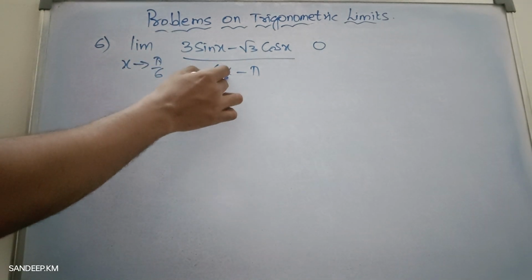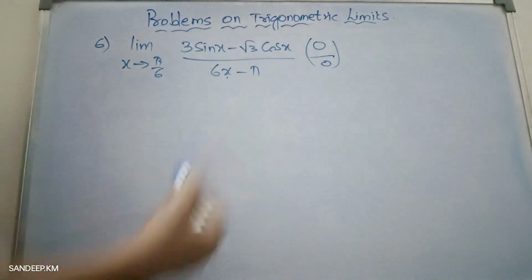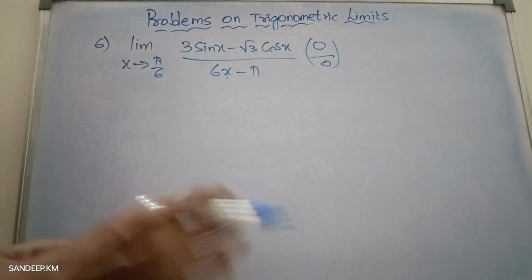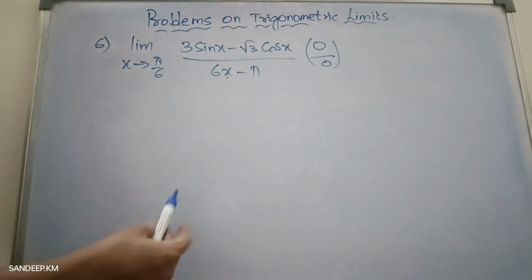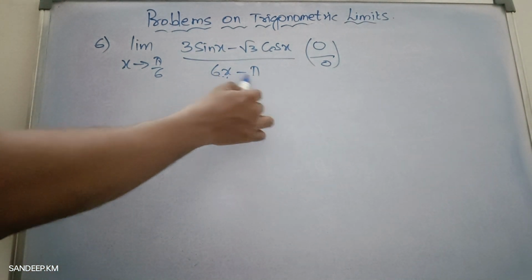Substitute x as pi by 6 here. So 6 by 6 cancels. Pi minus pi is also 0. So this question is again in 0 by 0 form. How do I do it? That's very important. Now, what idea are we going to get? Please observe here. The idea is very important to solve these kinds of questions. See, what I'm going to do is, just like the previous question, I'll take 6 common in the denominator.